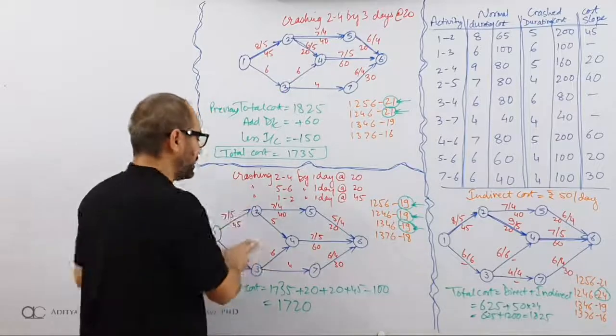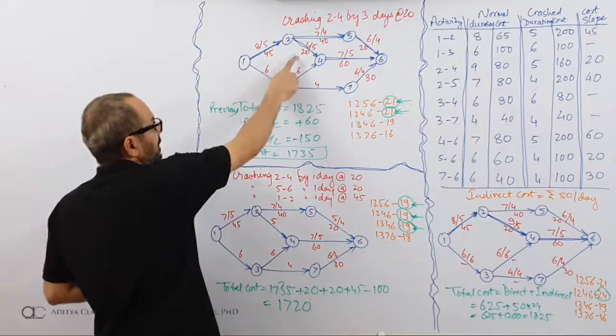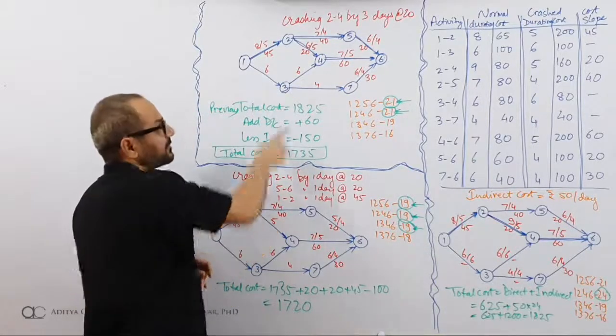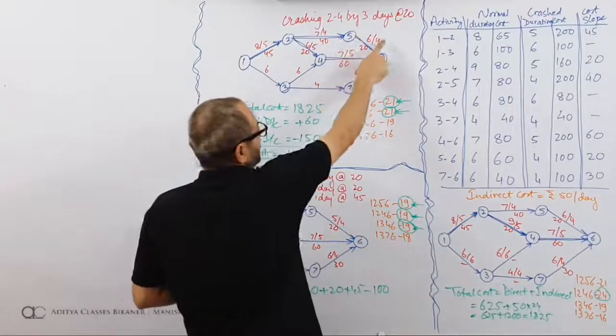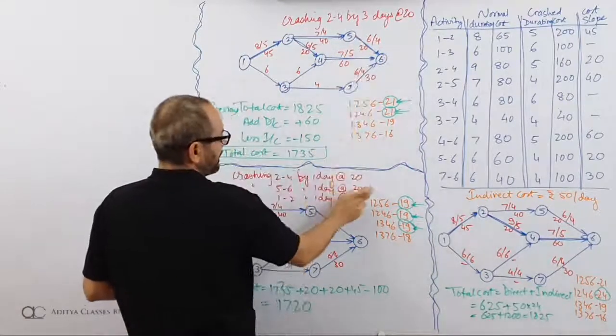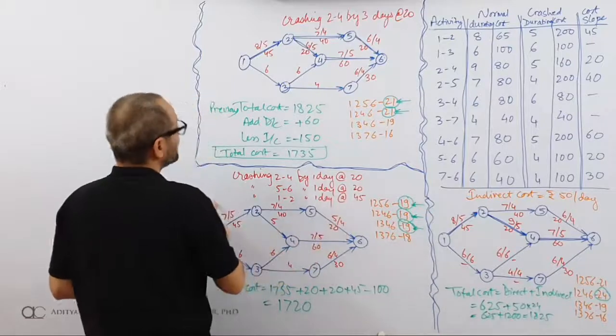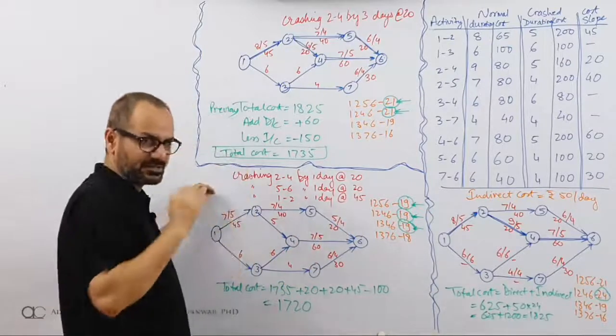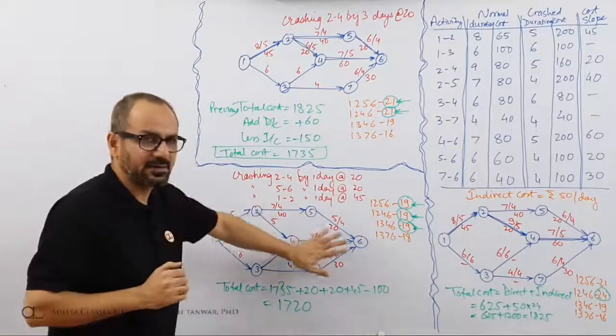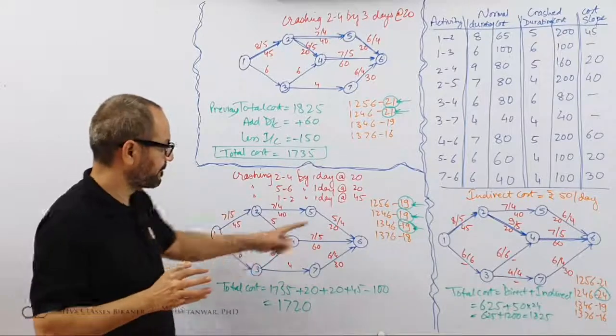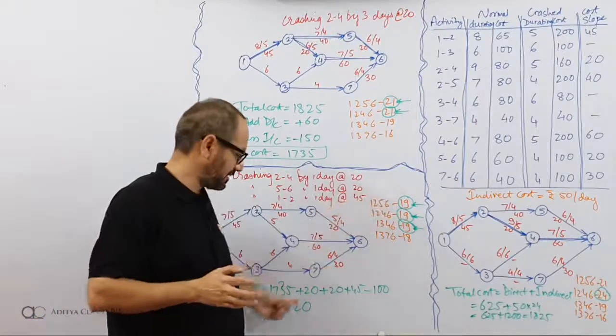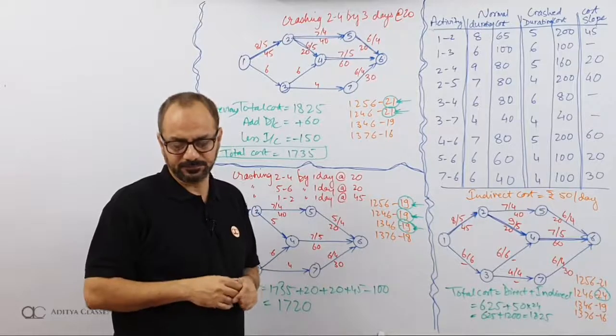Next time round, we again have a network. Again updates, 6.5 becomes 5.5, so it becomes 5. 6.4 becomes 5.4 because you crashed it by 1 day, 5.4. And this 8.5 becomes 7.5 because you crashed it again by 1 day. So updated network with updated timings, updated critical paths, updated total cost.